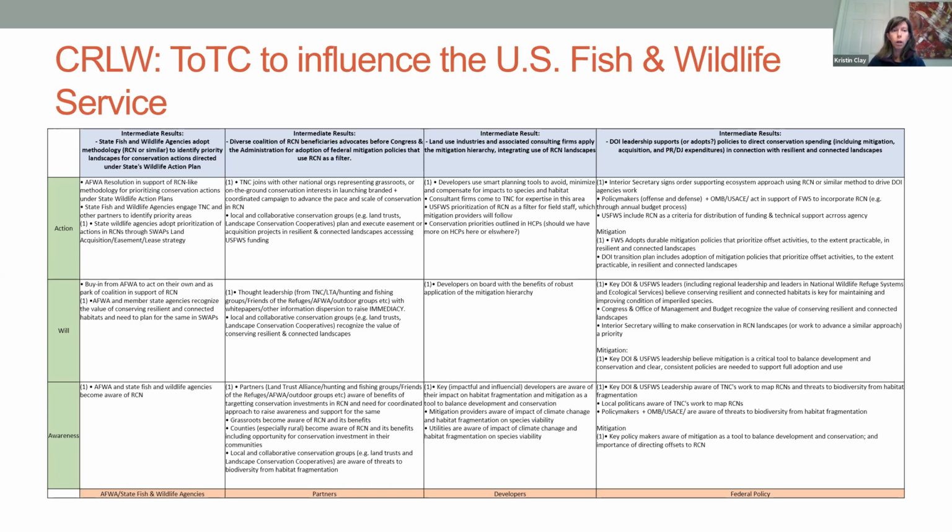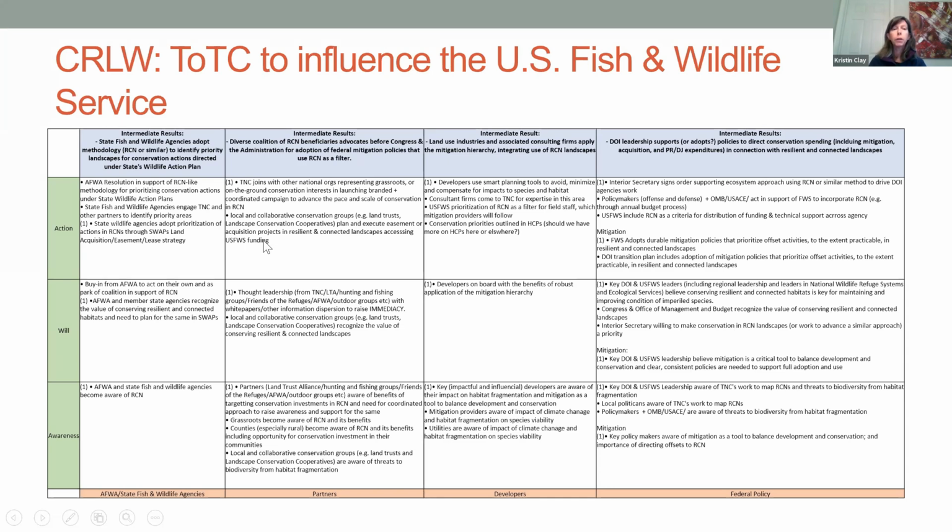and we plugged in what we thought were results that needed to happen to get partners to this intermediate result of having a diverse coalition of people who are benefiting from resilient and connected networks, advocating to Congress.